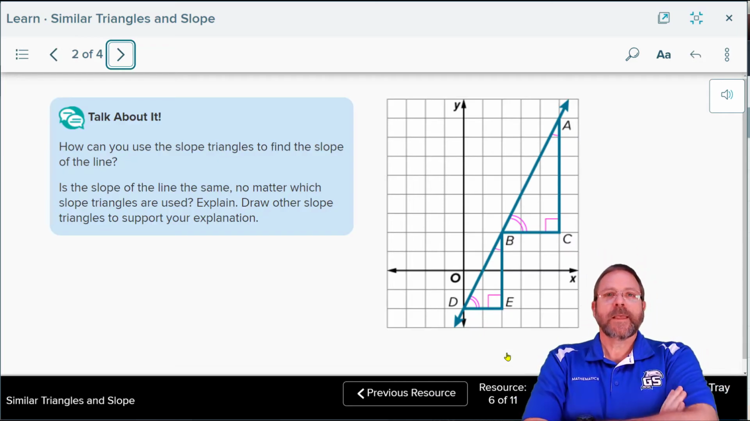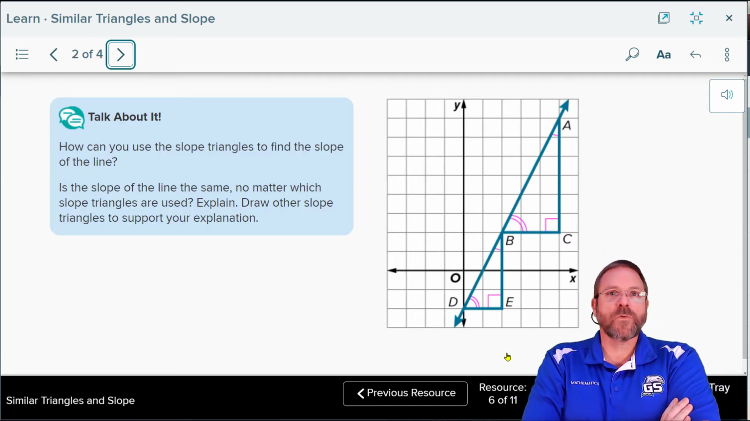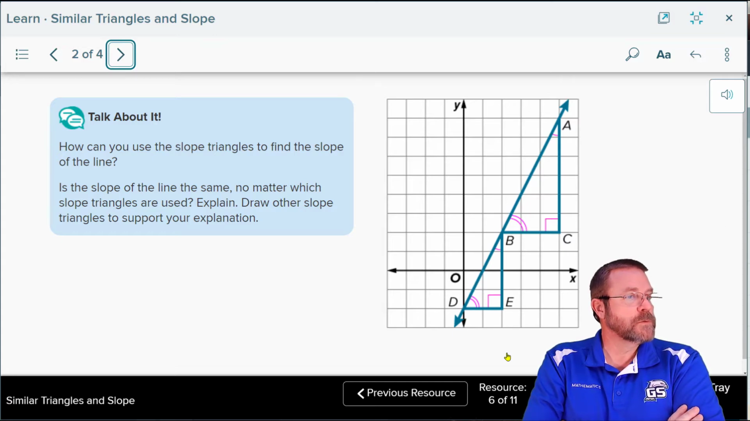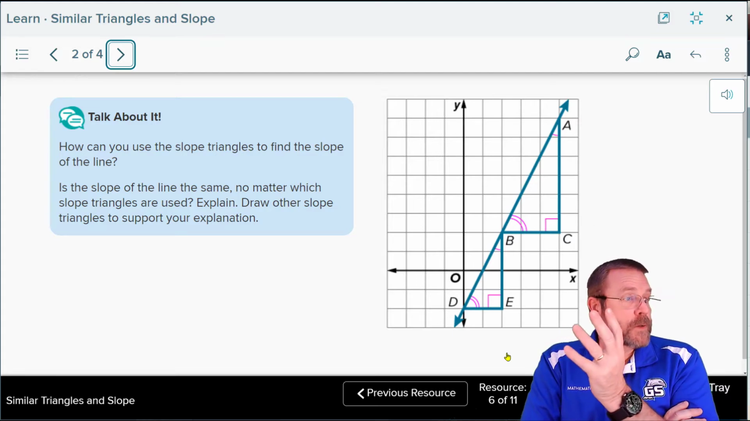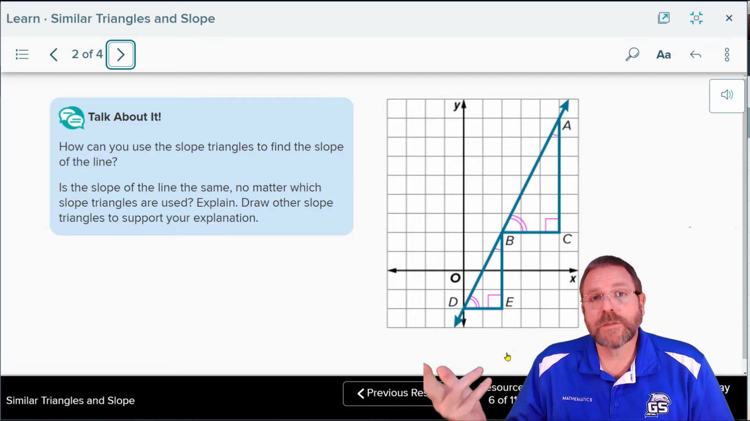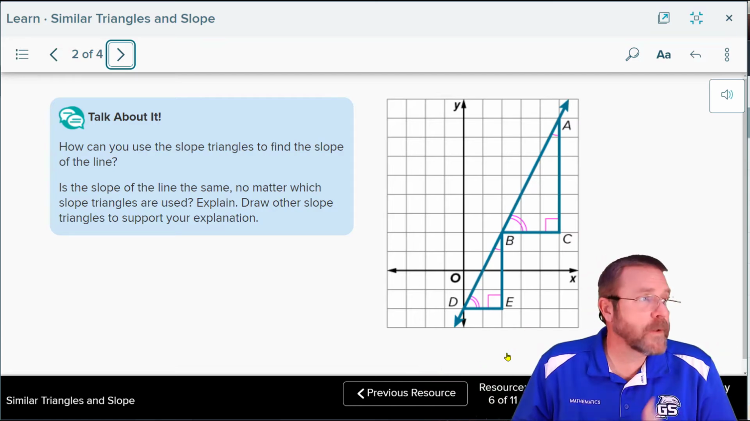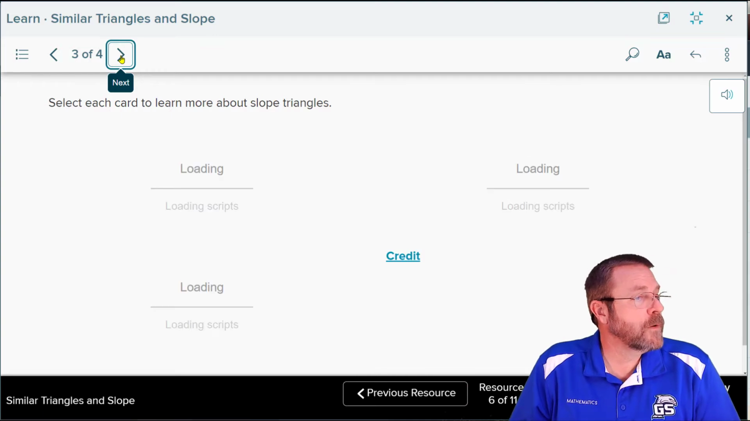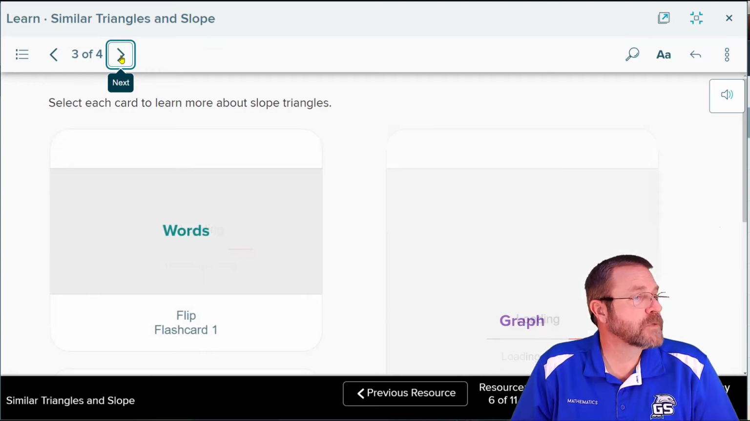Now the question they ask us is, how can we use slope triangles to find the slope of the line, and is the slope of the line the same no matter which slope triangle is being used? Explain and then draw other, okay, sure. Well, the initial answer is all we have to do is rise over run, or y sub 2 minus y sub 1 divided by x sub 2 minus x sub 1. What's the textbook going to end up using? They are going to, tease us for a minute.